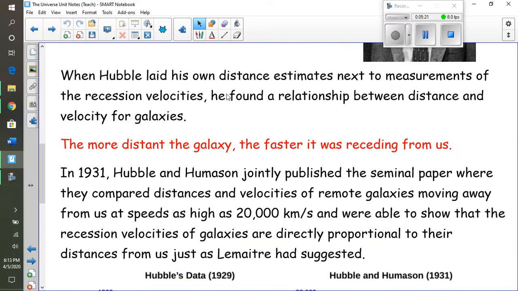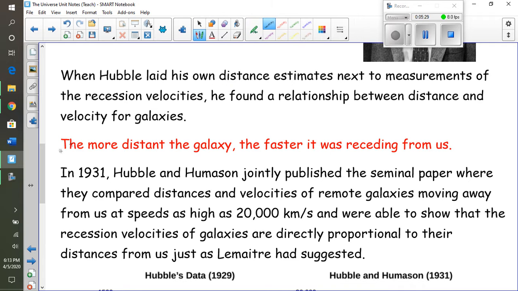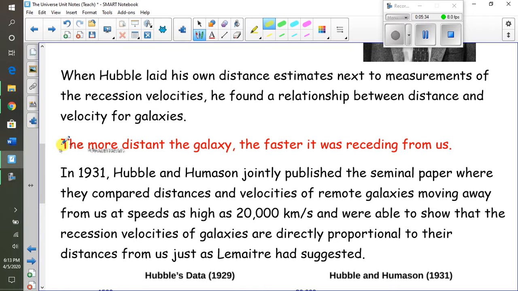And this is where it gets a little crazy. And this is something that's kind of important here. So let me highlight this. What he found was that the farther away a galaxy is, the faster it's moving. That's not very intuitive, but the farther away a galaxy is, the faster it's moving.